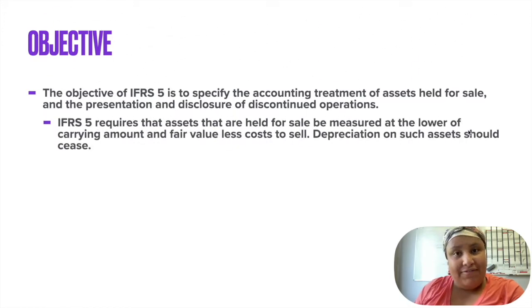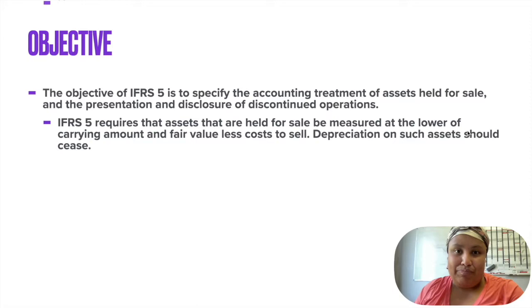Now, IFRS 5 requires that assets that are held for sale should be measured at the lower of their carrying amount and fair value less cost to sell. And any depreciation on these assets should cease. And really, this makes a lot of sense because if you're intending to recover your asset through sale, then it means you no longer recover it through usage. And depreciation is the expense that we recognize for reflecting the fact that we are using the benefits embodied in our asset.